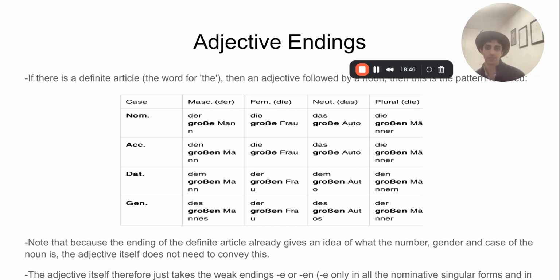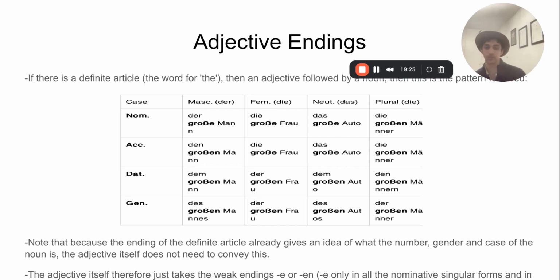The reason why is because there is the word for the coming in front of the adjective. And it's the word for the that usually reveals through its own form or its own ending, that's the one that gives an idea of the number, gender, and case of the noun. So if the word for the is already in the strong form, it already tells us something about the number, gender, and case of the noun. Therefore, it's no longer up to the adjective to convey this information at all. So the adjective would simply take a more neutral, weak form instead, which is going to either be an ending in e or an en.